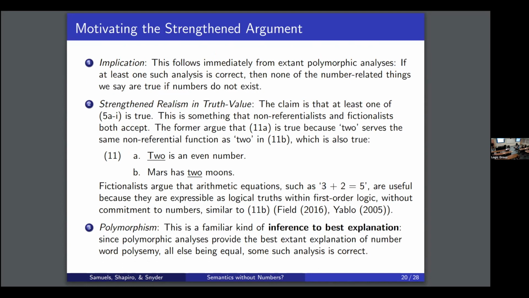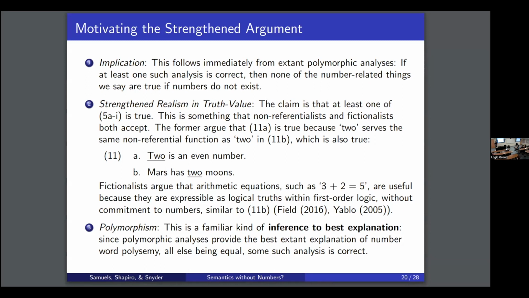Why should you accept the first premise? That was implication. Well, because it falls immediately from the semantics I just presented, right? If at least one such polymorphic analysis is correct, then none of the number-related things we say are true if numbers don't exist. And again, by number-related things, I just mean any of those 9 sentences. There are others that we could talk about, but surely 9 sentences is enough.